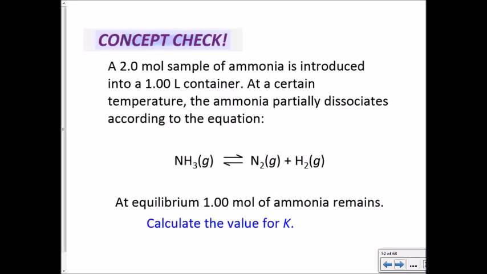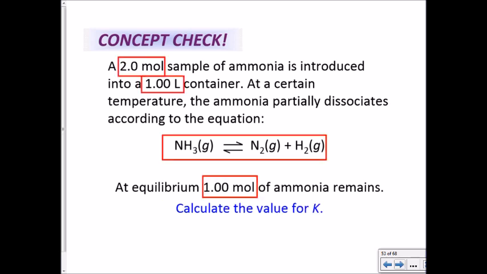All right, different reaction. Yay, finally. Okay, so let's look up here. Couple different things you need to pay attention to, because this is where it starts. They change the wording on you. A 2-mole sample of ammonia is introduced into a 1-liter container, or they might say reaction vessel. That's a big word they use sometimes. At a certain temperature, the ammonia partially dissociates according to the equation. At equilibrium, 1 mole of ammonia remains. Calculate K.